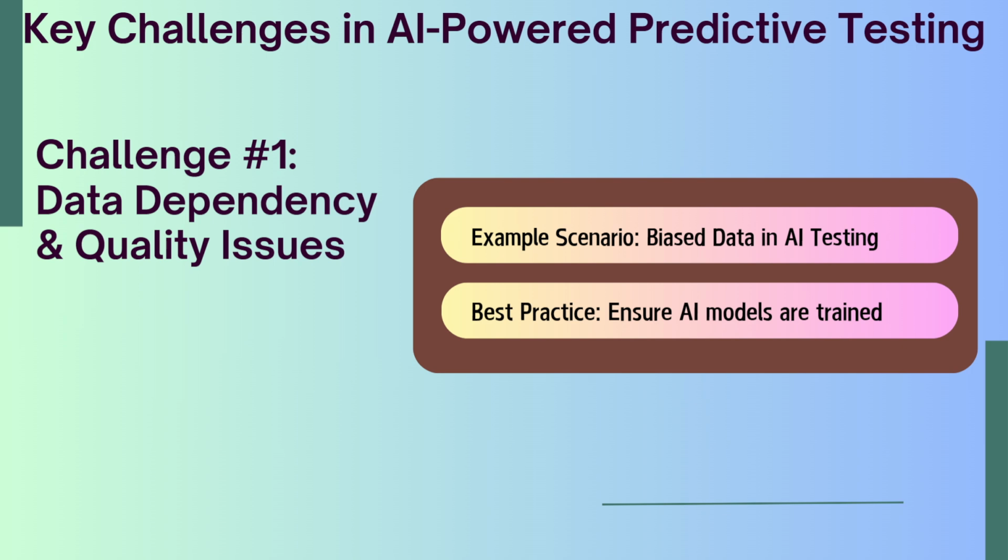For example, a banking app uses AI for test prioritization, but because most past defects were logged for the web version, AI ignored mobile app testing, leading to critical bugs slipping into production. The root cause: AI was trained on biased test data that didn't represent mobile testing. So, best practice for this: ensure AI models are trained on diverse, high quality test data covering different platforms, scenarios, and real world edge cases.